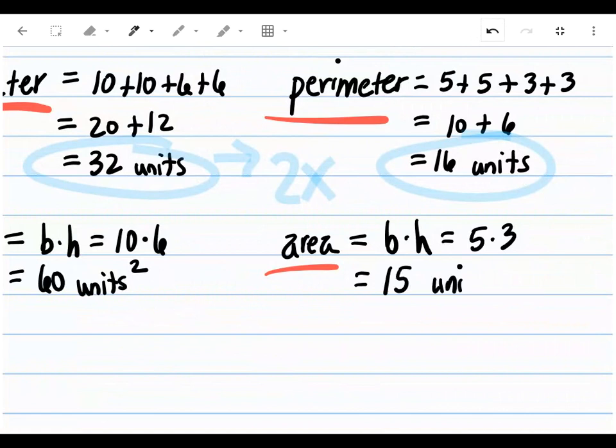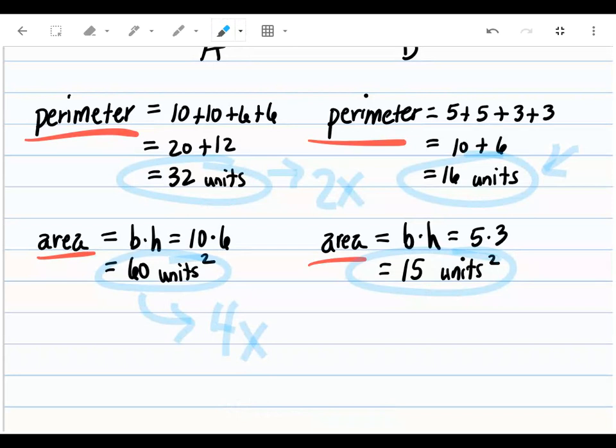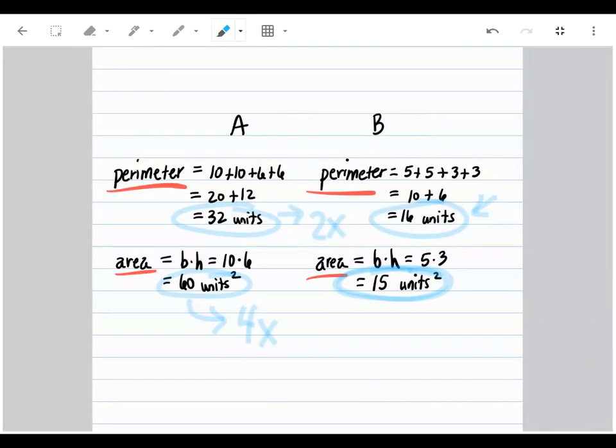Now, you were probably predicting, if you were thinking ahead, that the area for this rectangle was going to be half the area of this one, because up here the perimeter right here was 16, and that's half of 32. However, if you'll notice here, 60 is actually 4 times the area over here for the small one. So the point here is that perimeter and area are affected in different ways, but we can't compare the areas until we find them. We can't compare the perimeters until we find them.